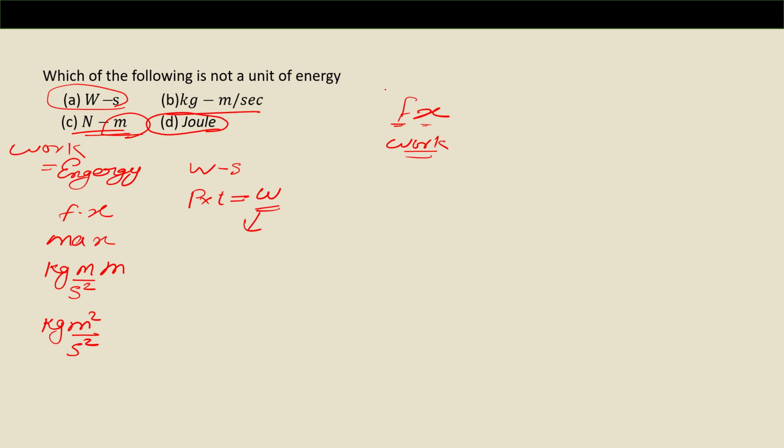एंड द लास्ट वन इज व्हाट, केजी मीटर पर सेकेंड. सी केजी इज व्हाट, केजी सिंपली मास हो गया. मीटर पर सेकेंड इज द यूनिट ऑफ वेलोसिटी. सो मास इनटू वेलोसिटी क्या होता है, मोमेंटम होता है. सो वी कैन से दैट दिस इज द यूनिट ऑफ momentum, not the energy. So the answer क्या हो जाएगा अपना, that is B1 which is not the unit of energy, that is this one kg meter per second.